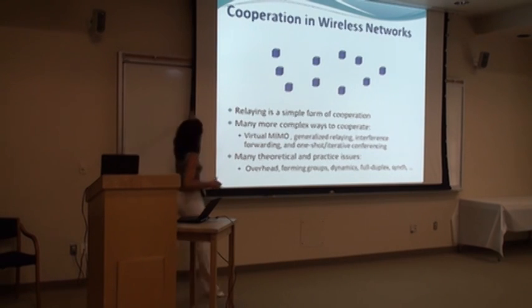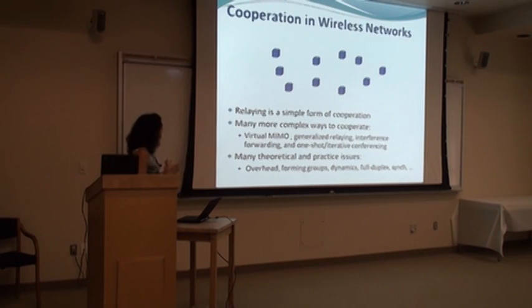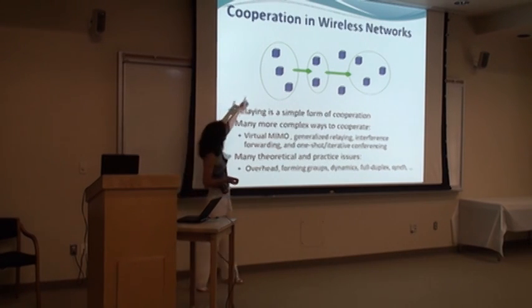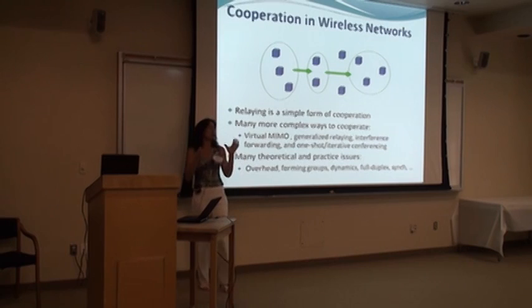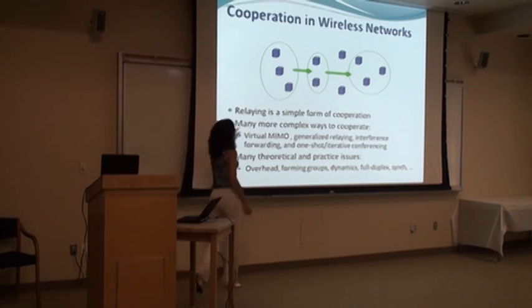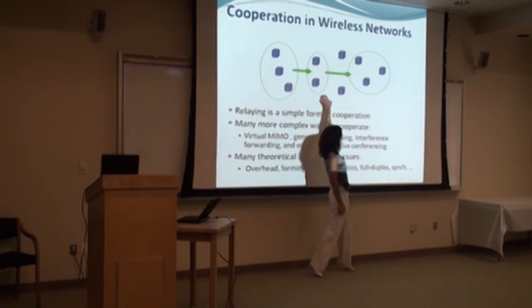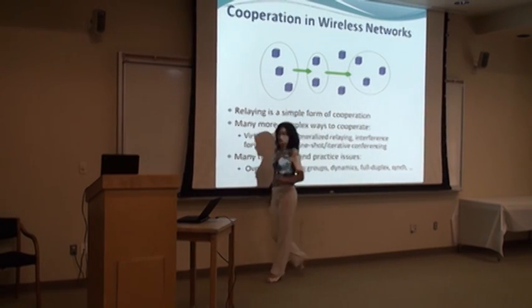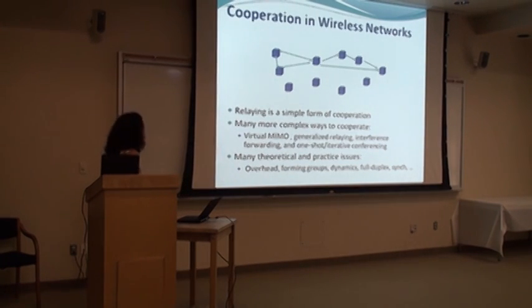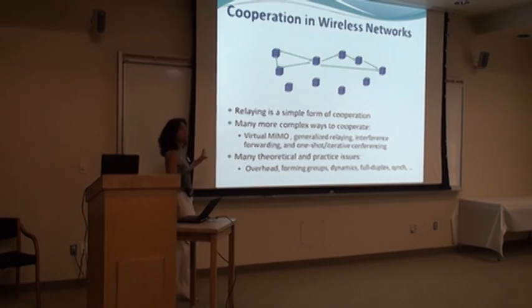If you think about having a bunch of nodes all trying to communicate with each other, you can do relaying, but you can do other things when you have multiple sources and multiple destinations. For example, you can do virtual MIMO. We already talked about why MIMO is so good. If you've got nodes that are close together, they can talk to each other and form a virtual MIMO transmitter. These guys could form a virtual MIMO relay, and these guys can form a virtual MIMO receiver. You can also have generalized relaying, which I'll talk about shortly.